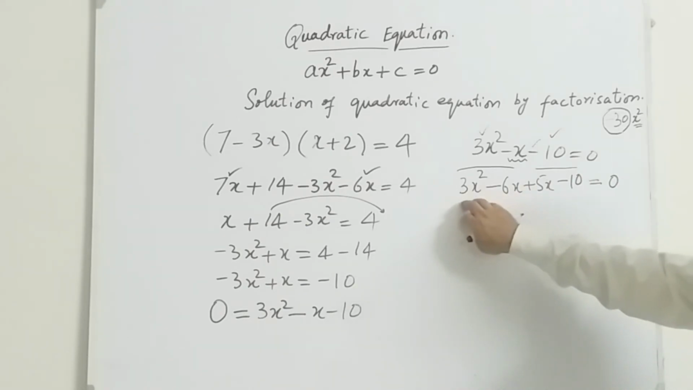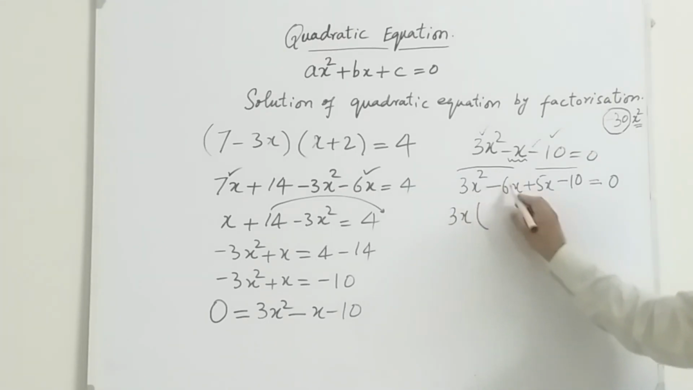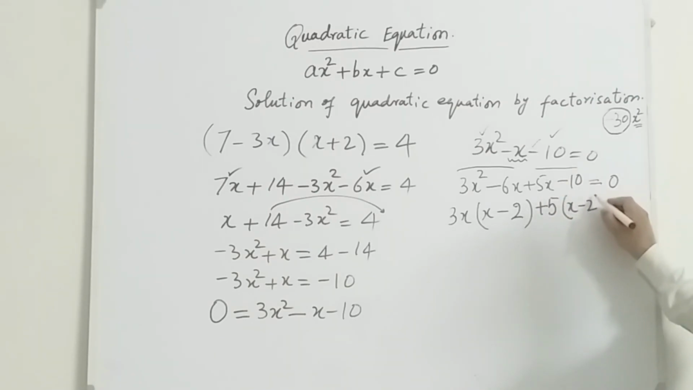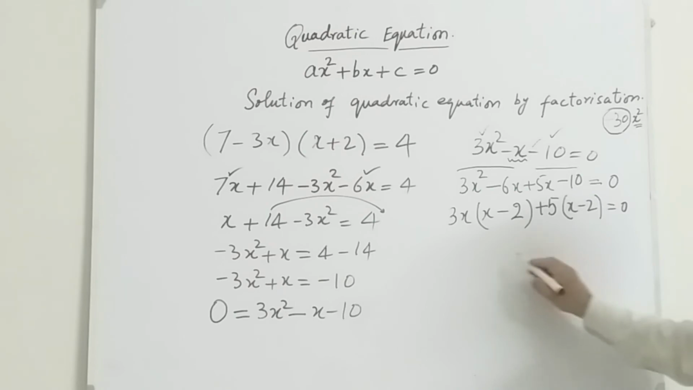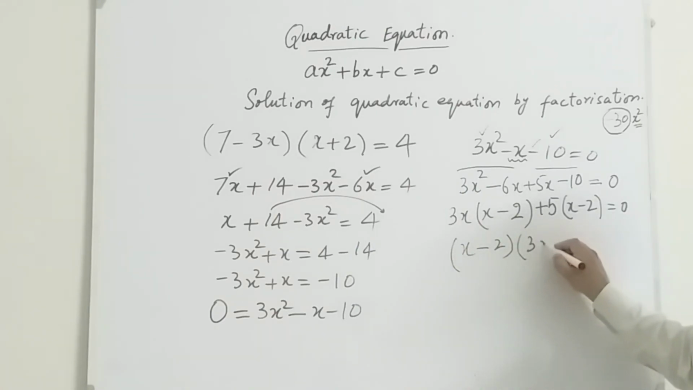Now we will divide the whole expression into groups of two terms each. From the first two terms, the common factor will be 3x. As a result, inside the bracket we will get x minus 2, and from the last two terms the common factor will be plus 5, and inside the bracket we will get x minus 2 equal to 0. Now x minus 2 is again common. Taking x minus 2 as common, we will write 3x plus 5 equal to 0.